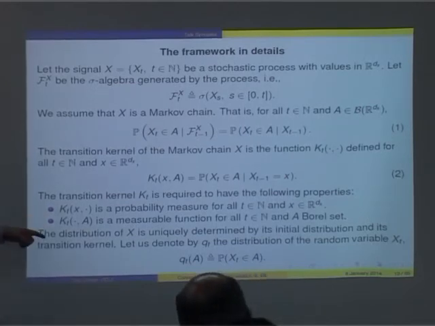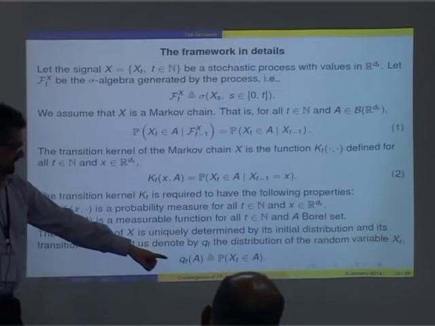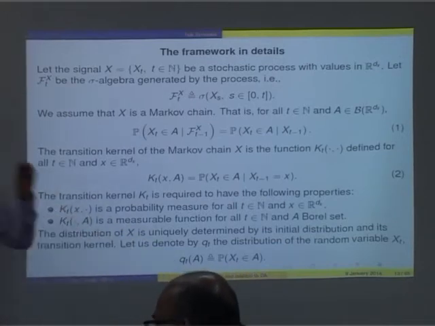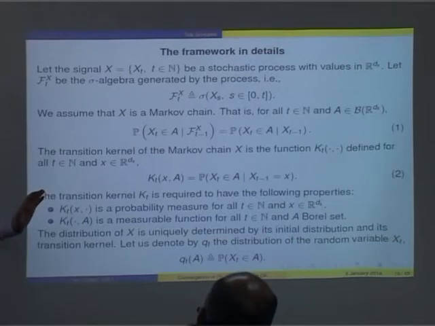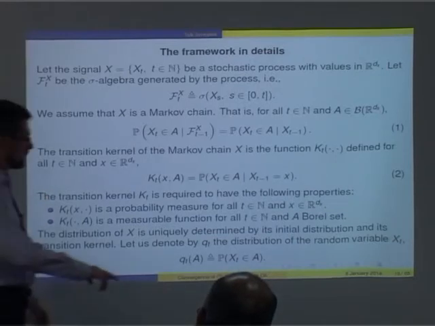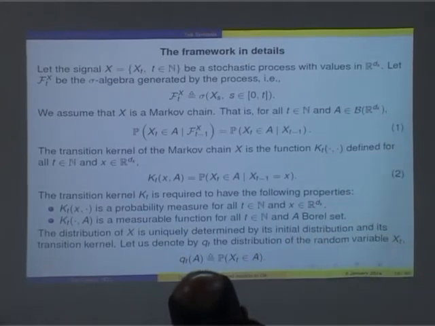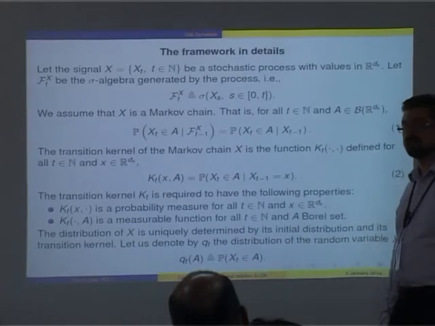And the first thing that I need to tell you is notation. The prior distribution is denoted by Q_t. This is just the distribution of the signal, with no observations. The law of the signal, Q_t(A), is the probability that X at time t is in the set A.